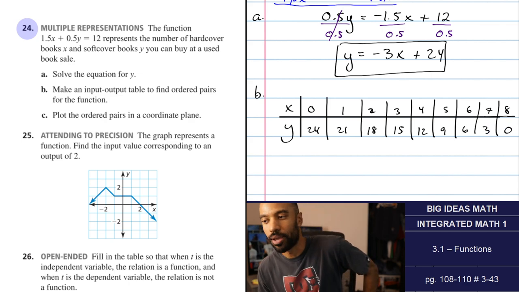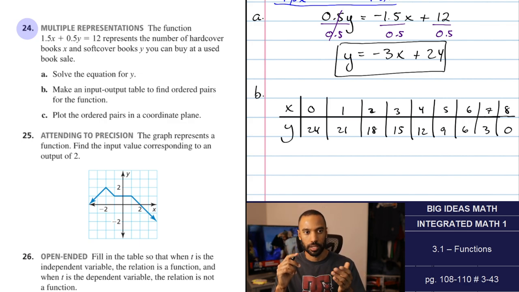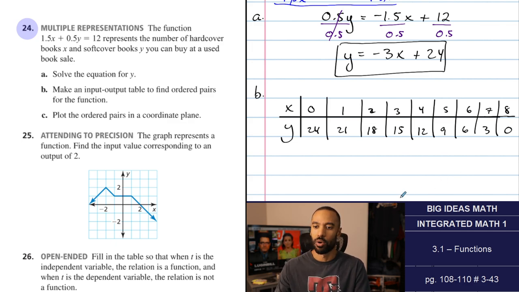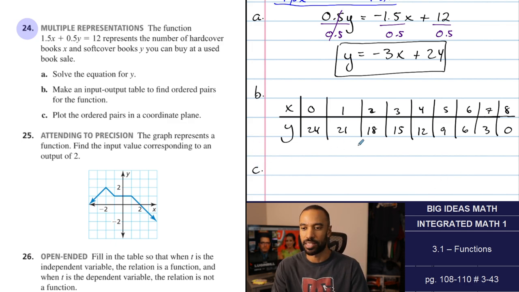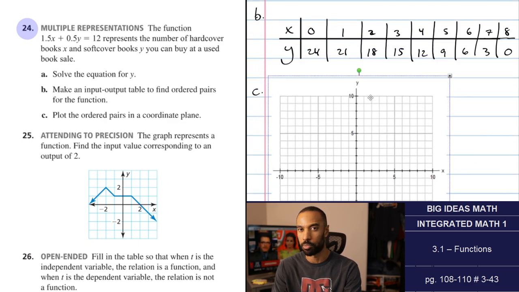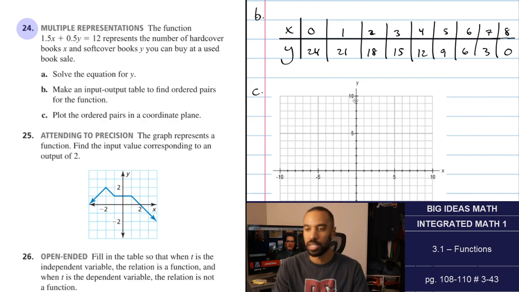So it's at that point that we can't buy 9 hardcover books because then we're buying negative 3 softcover books, and that doesn't really make any sense. It says plot the ordered pairs in a coordinate plane. So this is where we do go back to that set. Now, I don't have any graph paper that is first quadrant based only, which would be nice to have. A lot of word problems don't deal in negatives unless it's like negative money, negative profit. But here, I'm only dealing in the first quadrant.